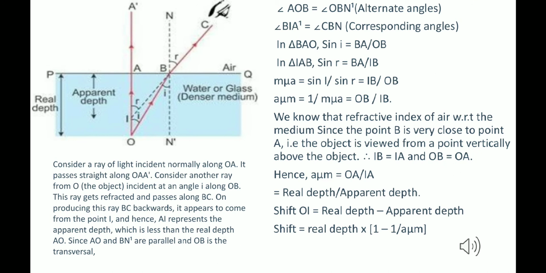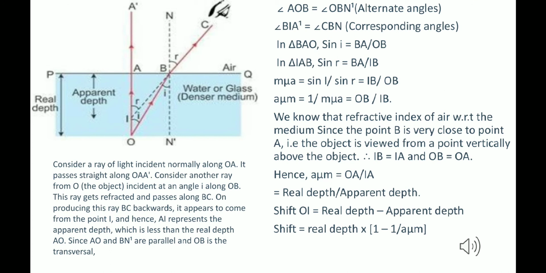Now see the triangle BAO. From 90 degrees, you see where is the perpendicular, where is the base and where is the hypotenuse. So in triangle BAO, sin i means perpendicular upon hypotenuse. At O, the perpendicular will be AB and the hypotenuse will be OB. So sin i is equal to AB upon OB. Now in triangle IAB, what will be the sine? Sin r is equal to AB upon IB.